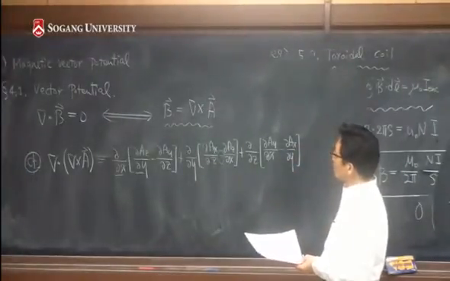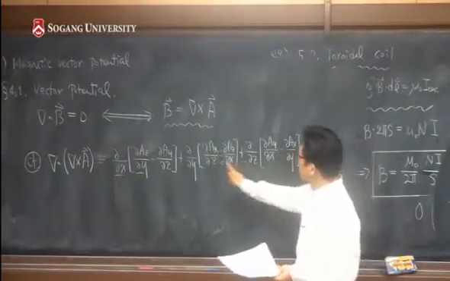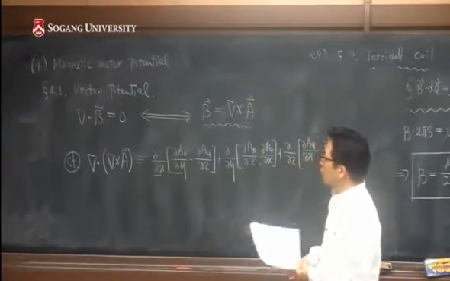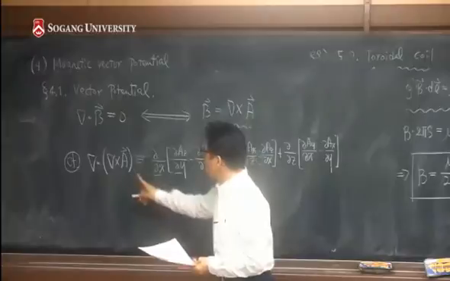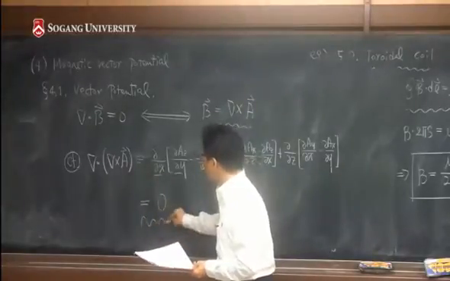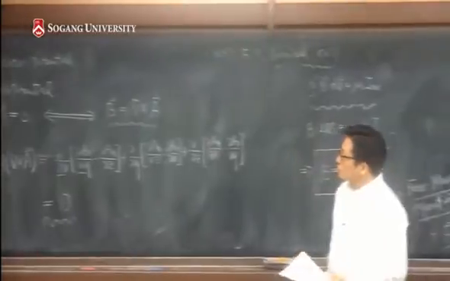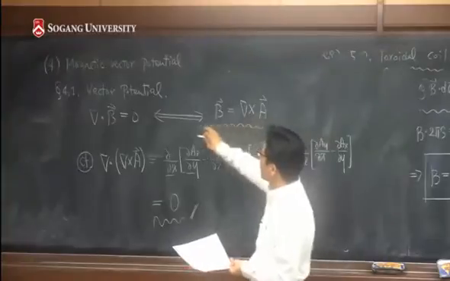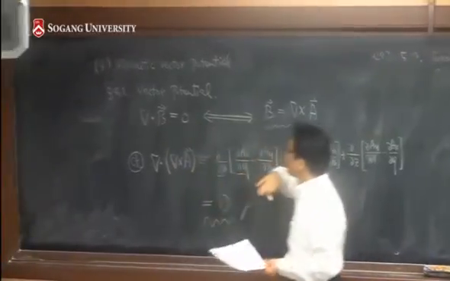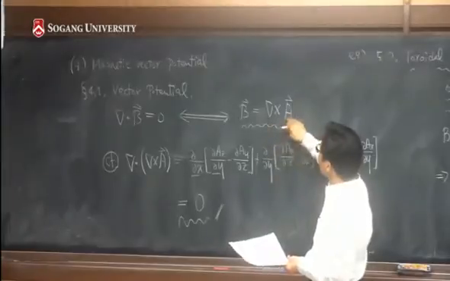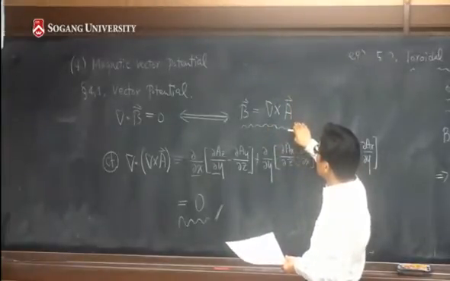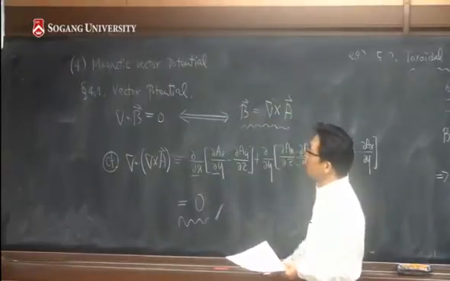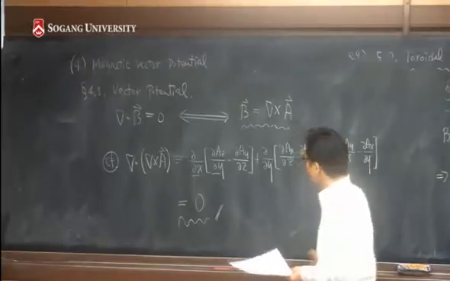So this and this will be cancelled, and you will see this part will be cancelled too. So the divergence of the curl of a certain vector will be all the time 0, like this. Okay? And because of this fact, divergence of B equal to 0 means you can all the time define a certain vector potential whose curl is given by a magnetic field like this. Okay? So this is a definition of the vector potential.